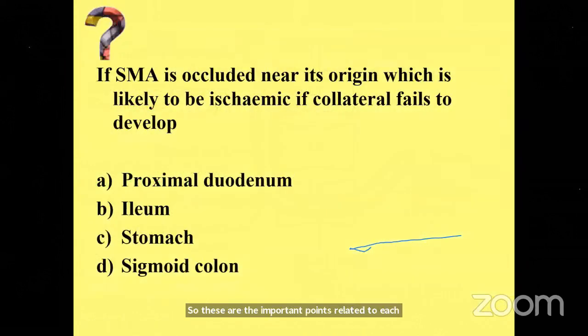Now, coming to the next question: if superior mesenteric artery is occluded near its origin, which is likely to be ischemic if collaterals fail to develop? Whether it is the proximal duodenum, ileum, stomach, sigmoid colon. Can someone answer? Though the question looks complicated, they are asking which is the region supplied by the superior mesenteric artery. Now I think you can answer.